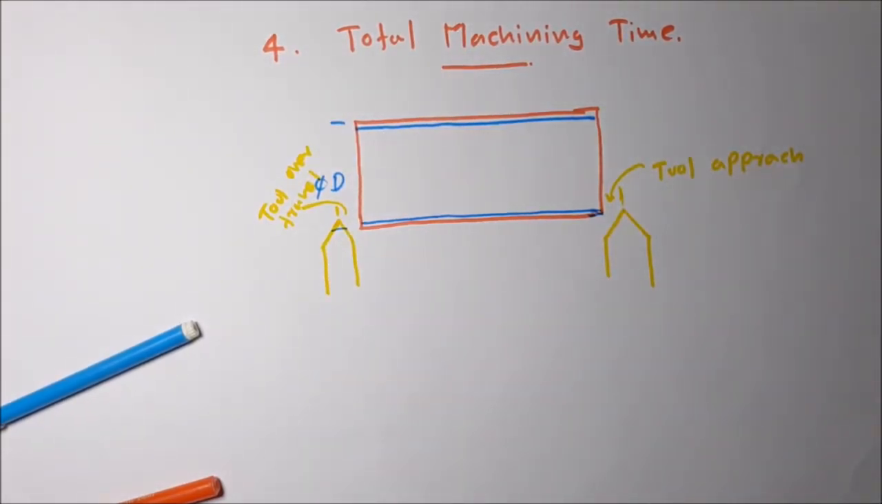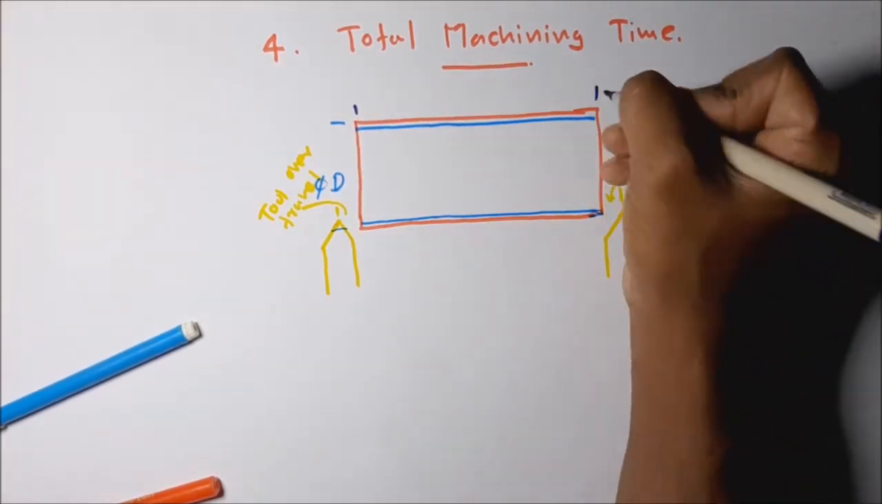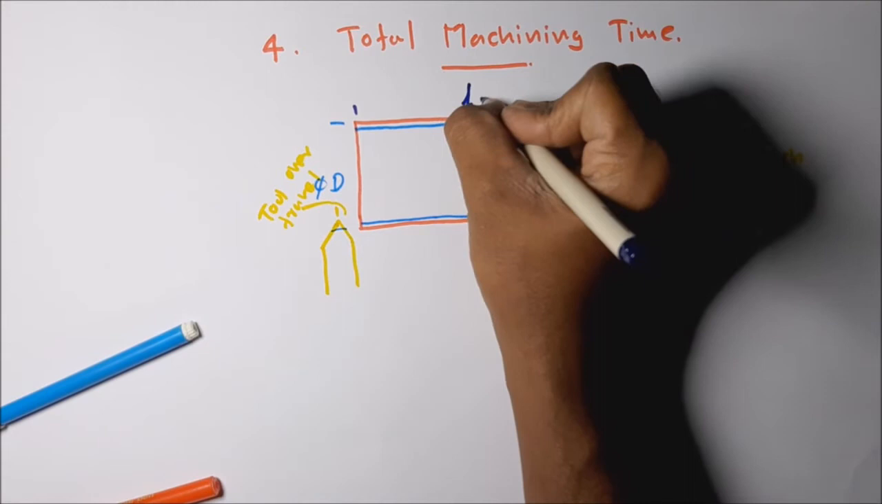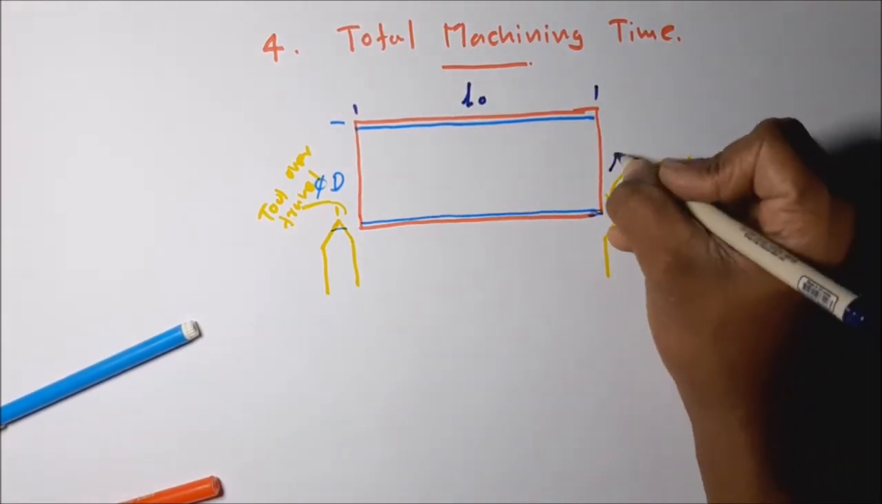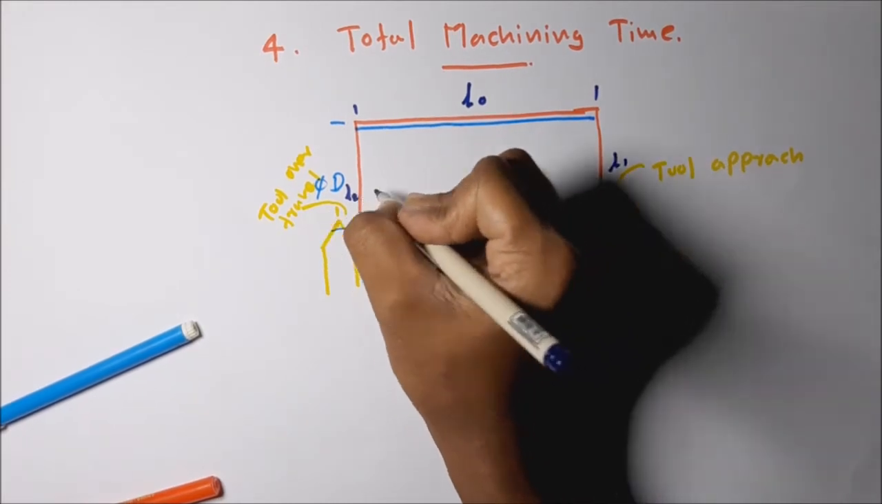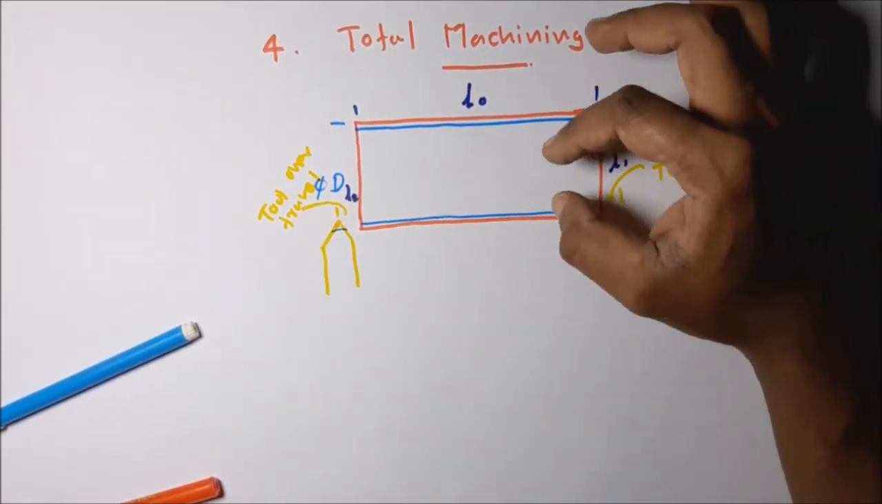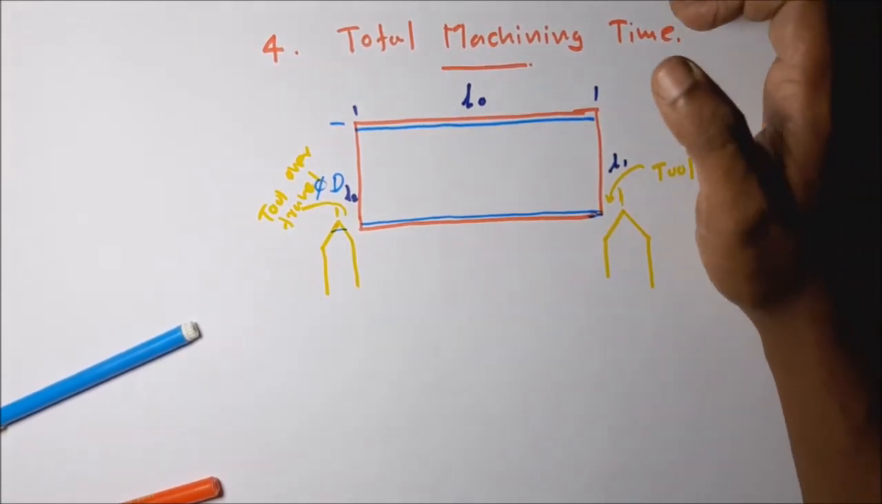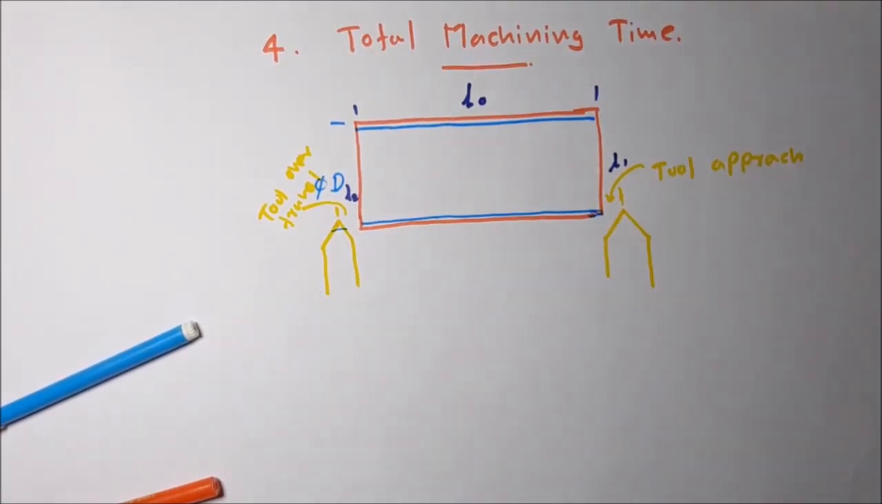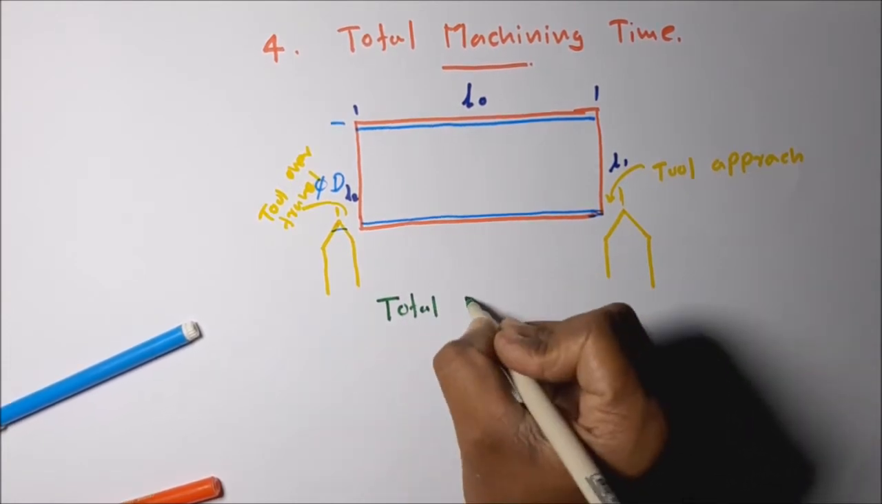Let's take this length as L naught, this length as L1, and this length as L2. To remove this layer, what is the total tool travel required?